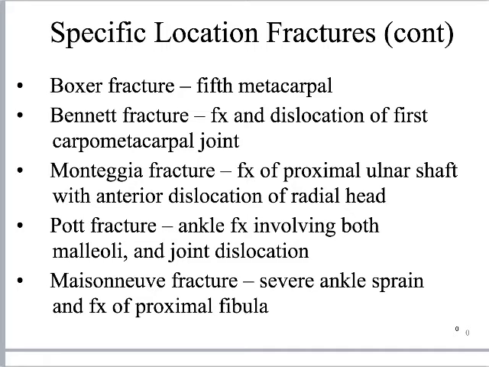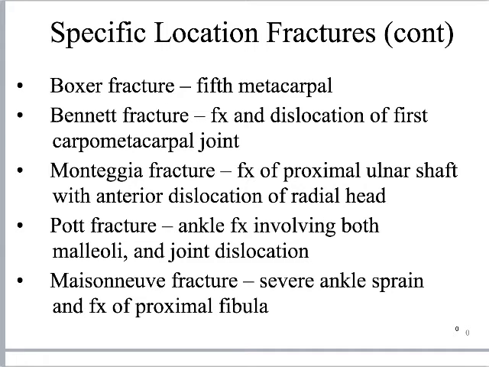A Bennett fracture is a fracture and dislocation of the first carpometacarpal joint. So sudden deceleration into the area of the thumb, dislocation, and fracture at the base of the thumb. We'll call it Bennett fracture. Monteggia fracture is the proximal ulnar shaft with anterior dislocation of the radial head. So the ulnar shaft is broken and the radial head has dislocated.